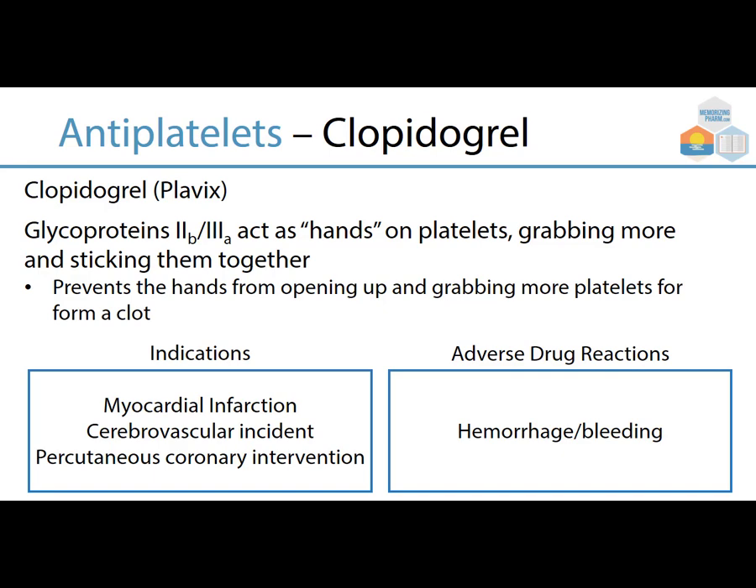So what indications do we have? Well, myocardial infarction, or MI, cerebrovascular incident, percutaneous coronary intervention, and then the ADRs, just like with warfarin, just like with heparin, enoxaparin, and dabigatran, hemorrhage or bleeding are always possible.